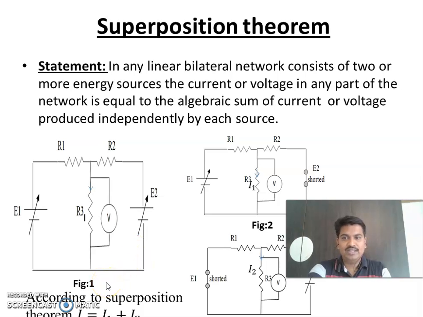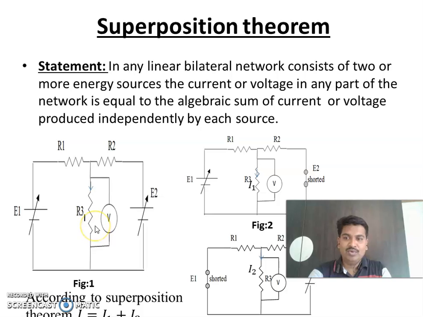Figure 1 shows the linear bilateral network. Linear in the sense that all three resistors you are seeing in figure 1 are fixed and constant. There is a proportionality in the circuit, so there is a linearity in the circuit, and it is called a linear circuit. Bilateral in the sense that the magnitude of current does not depend on the polarity of the voltage source. This is a linear bilateral network. Of course, this consists of two energy sources, two voltage sources of EMF E1 and E2.